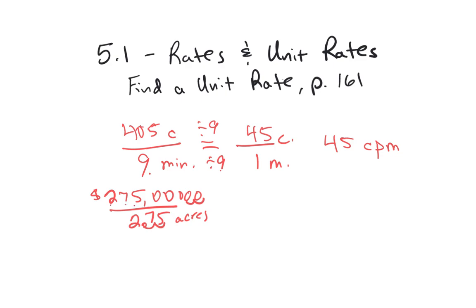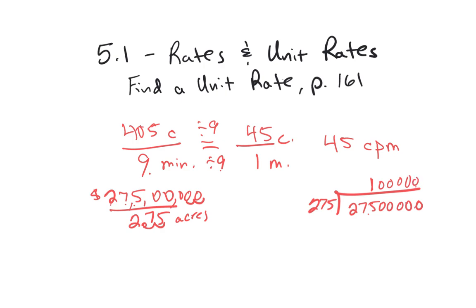27,500,000 divided by 275. And so what I can do is solve that off to the side. 27,500,000 divided by 275, and that is pretty easy. It goes in one time right here with all these zeros.